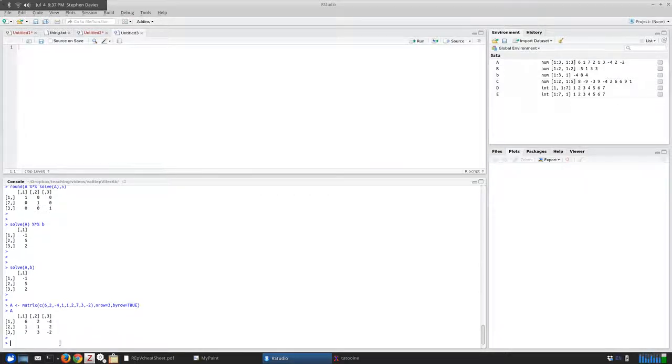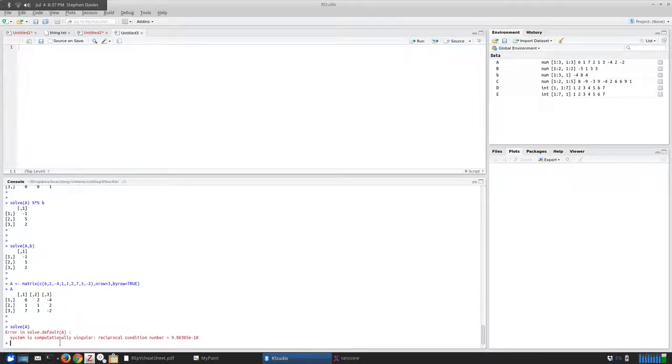So I can tell you right now, it's going to be singular, and let's see what happens when we try to do this. Hey, what's the inverse? It comes back and says, whoa, this is computationally singular, which means it is so close to being singular, which really it is exactly singular, but when R goes about trying to figure out the inverse, it says, you know what? I tried to figure out the inverse to this thing, and I couldn't find one. And that tells me, really, that it's computationally singular.